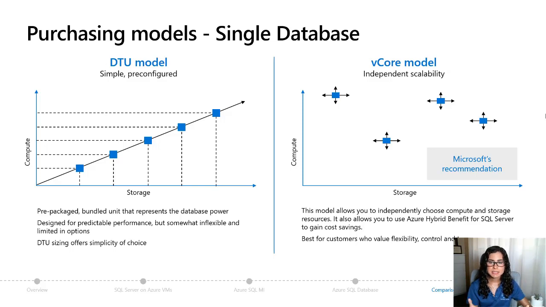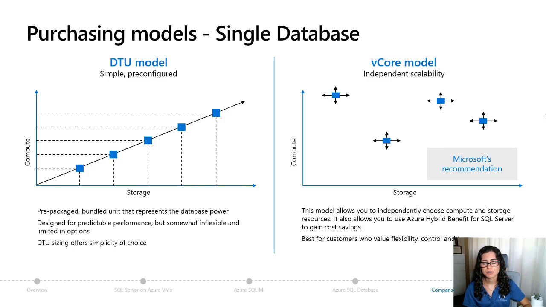What happened over time is that we said, okay, it's a little bit inflexible, and many customers want to be able to scale their storage and compute independently. So that's what happened with the vCore model. And the vCore model is recommended because it also unlocks new things that can help you save costs. One is Azure Hybrid Benefit. So if you have existing licenses, you can get a significant discount on your price of your Azure SQL Database.